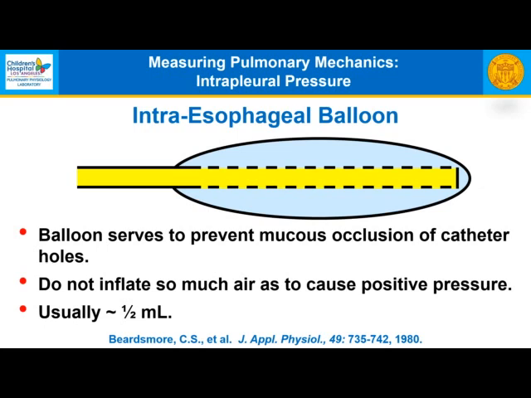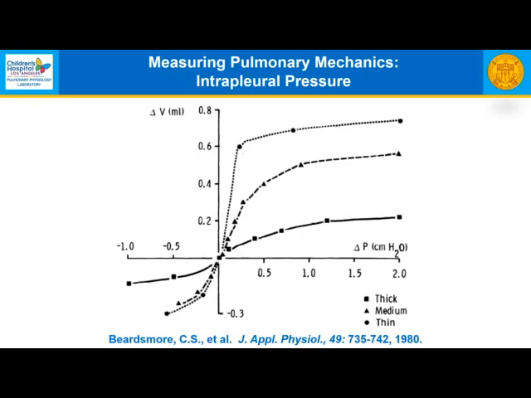We don't want to inflate the balloon so much that air causes a positive pressure. Usually it's only about half an ml for the average size esophageal balloon. This is work by Carolyn Beardsmore many years ago, who wrote a classic article on how to measure interpleural pressure accurately. What is shown here is the actual change in pressure. This is the change in volume of the balloon. And you can see that a thick balloon is not going to reflect changes very accurately. A thin balloon really is what you want.